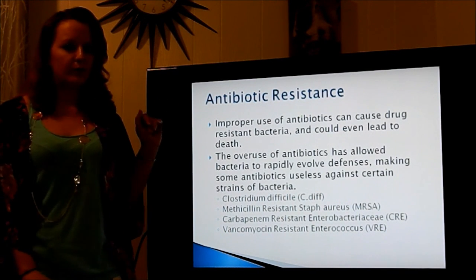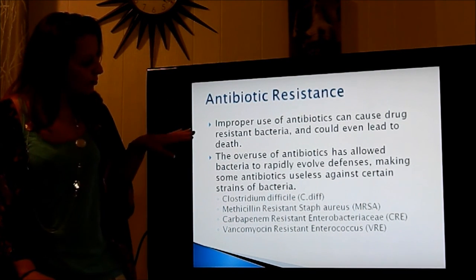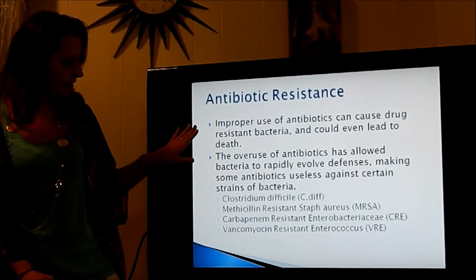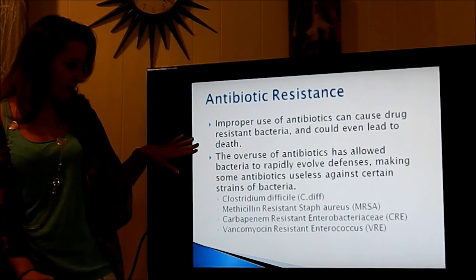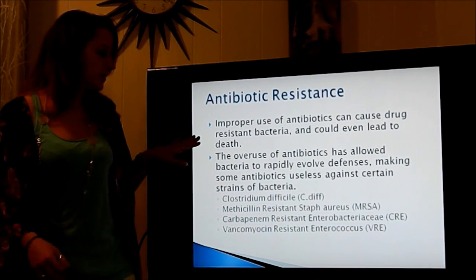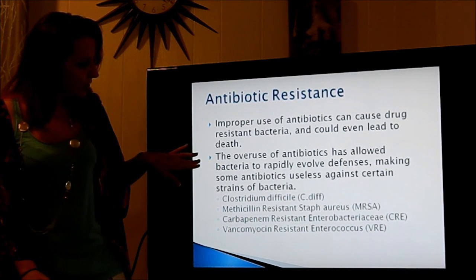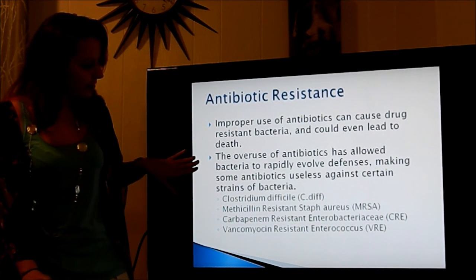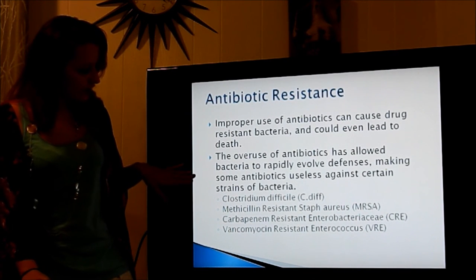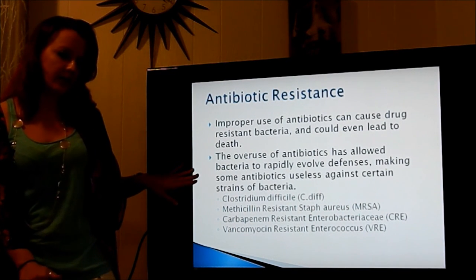Another slide on antibiotic resistance. Improper use of antibiotics can cause drug-resistant bacteria and could even lead to death. And this is why it's important to properly use antibiotics. The overuse of antibiotics has allowed bacteria to rapidly evolve defenses, making some antibiotics useless against certain strains of bacteria.